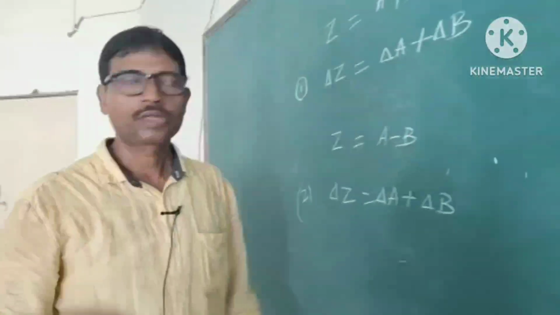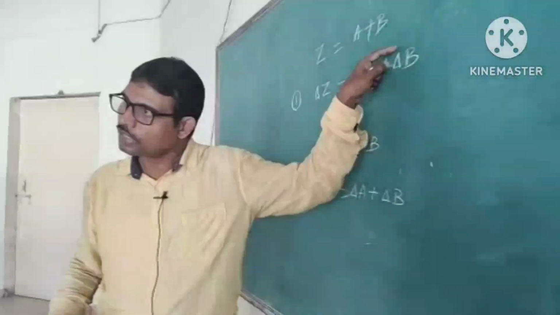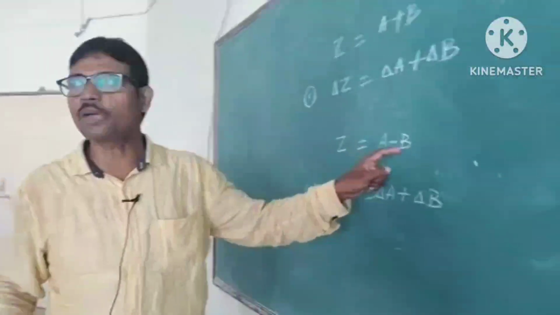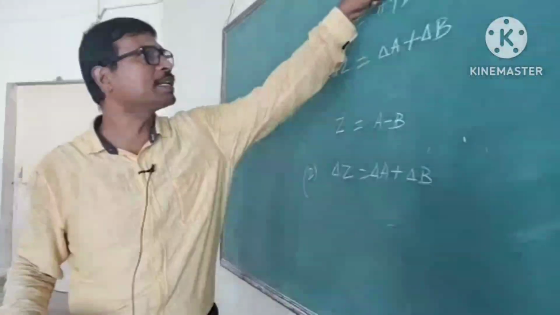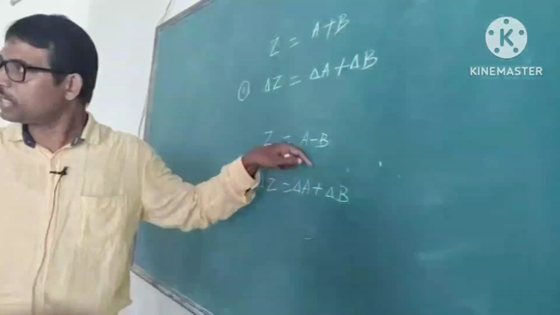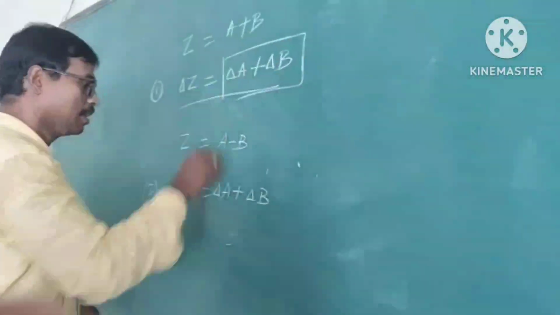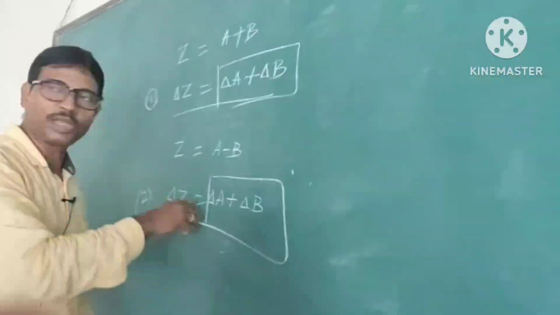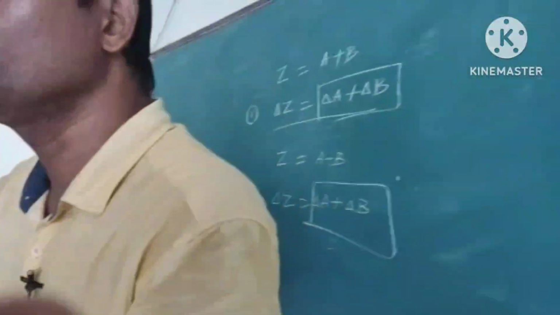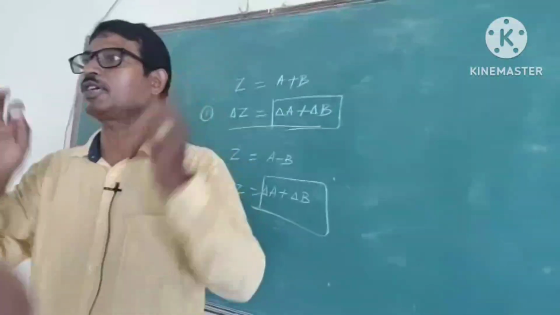Interesting. What are you observing? Here z is equal to a plus b. Here z is equal to a minus b. Here you are adding two physical quantities, here you are subtracting them, but what do you see in the error? In both cases error is additive in nature, it is not subtracted. So that's why we say error is always additive in nature.